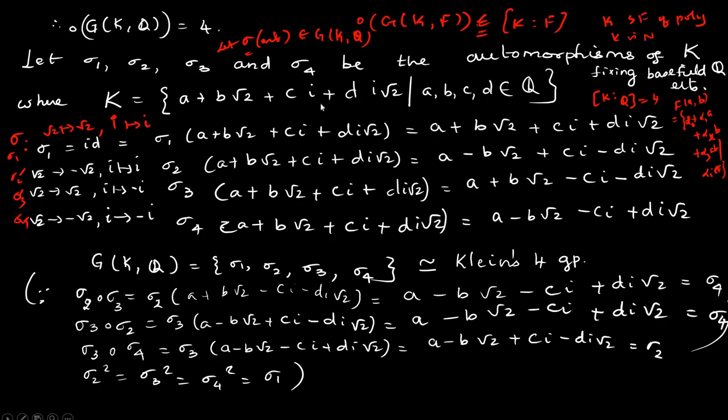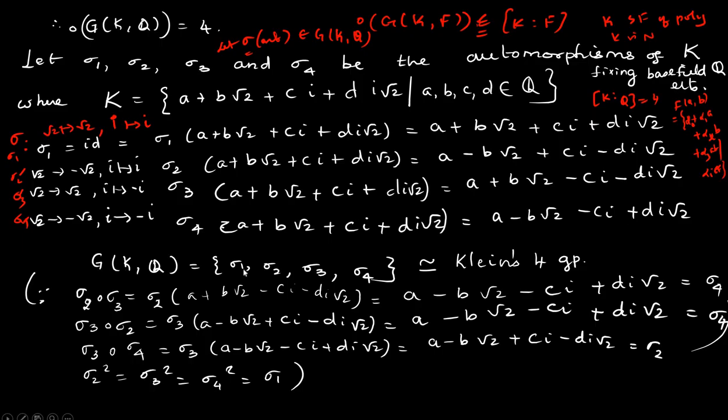So K is this, and sigma 1 is identity, so any element is taken to itself. For this, root 2 should be taken to minus root 2; wherever you have root 2, take it as minus root 2. Then in the next case, wherever you find i, replace it by minus i. And here, root 2 should be taken as minus root 2, but i is also there, so minus into minus gives plus, and i is taken to minus i, which you have.